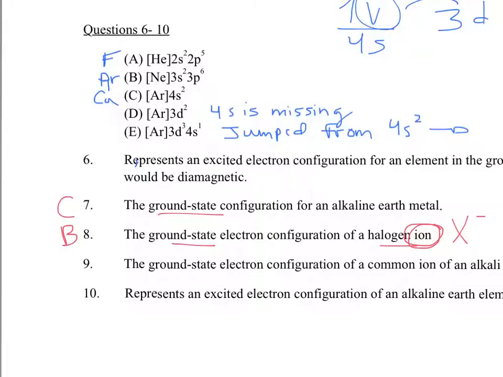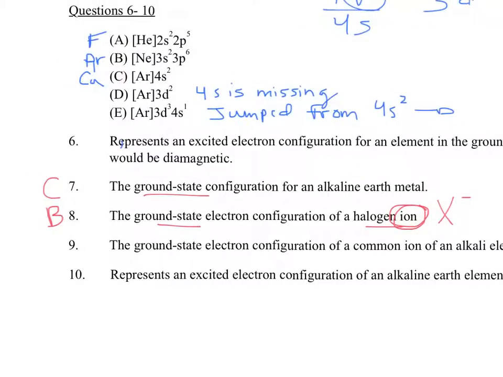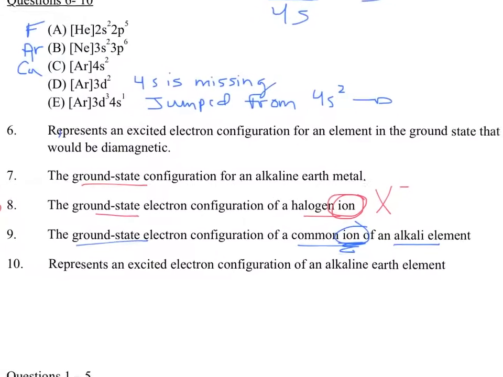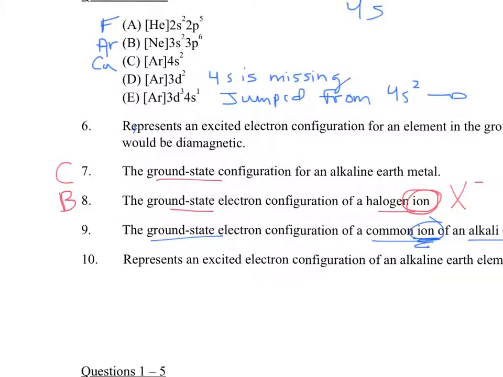All right, 10. The ground state electron configuration. All right, so we know. Let me move this back. All right, so it's ground state of a common ion, again ion, of an alkali. What do we know about alkalis? What do alkalis turn into ion-wise? X plus, right? Well, what do all group 1s do? Do they gain or lose? They lose. So who do they turn into? The noble gases. Well, who's your only noble gas? Argon. So it's going to be B again.